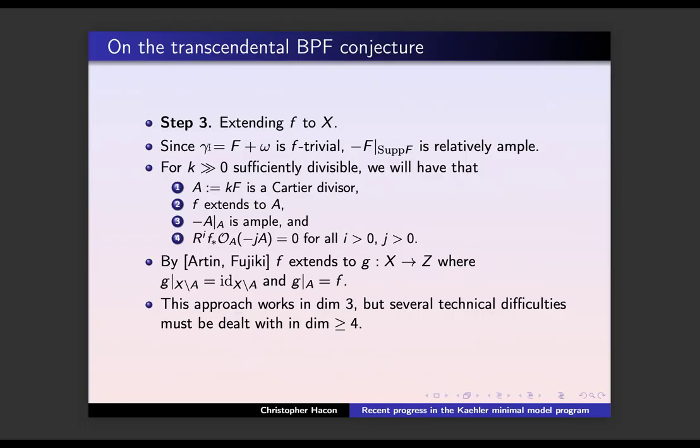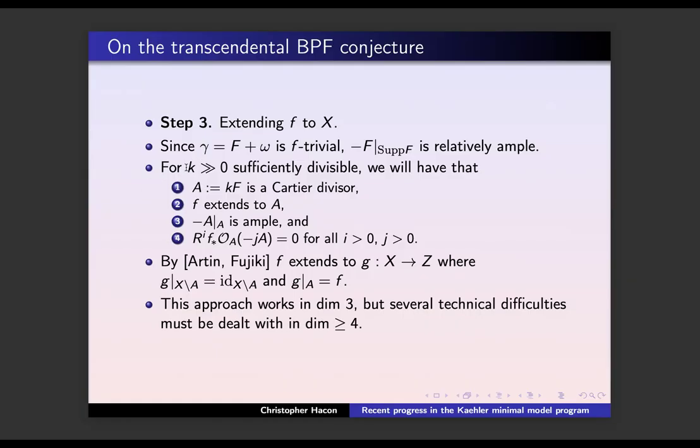So the setup is the following. I have my form alpha, which is trivial with respect to this map F defined on the divisor. Now, since alpha, or gamma, they are equivalent, is of the form F plus omega, where omega is Kähler, then minus F restricted to the support of F is relatively ample, right? Because gamma becomes trivial with respect to this map. So this becomes a relatively ample divisor. So in particular, it's a projective morphism.